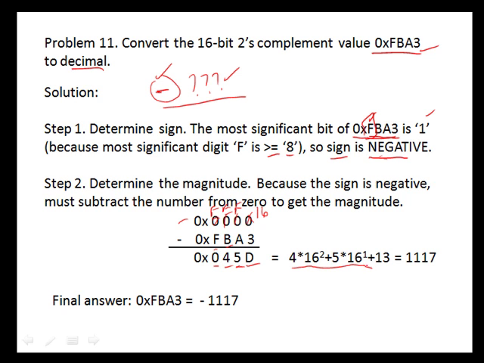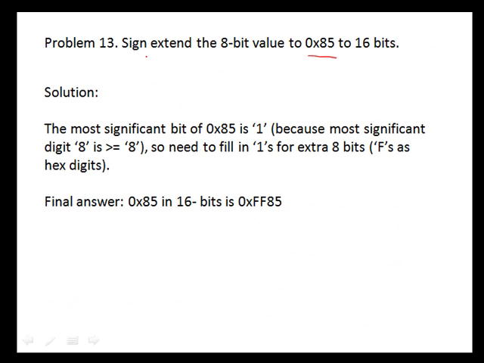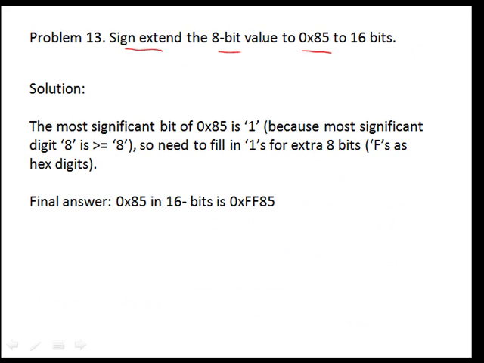If we convert that to decimal, we get a magnitude of 1117. So we knew that our sign was negative. We've just determined our magnitude. So our final answer is that hex FBA3, which is a 2's complement representation of a signed decimal number, is the value -1117. Problem 13 asks us to sign extend the 8-bit value hex 85 to 16 bits.